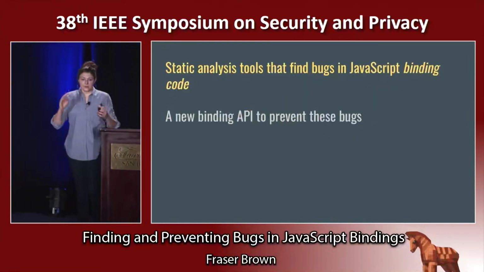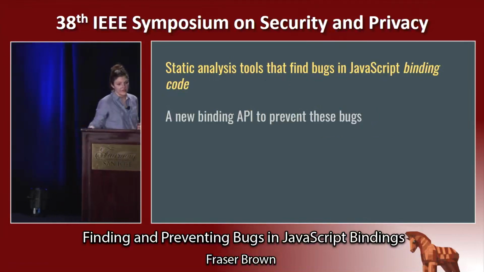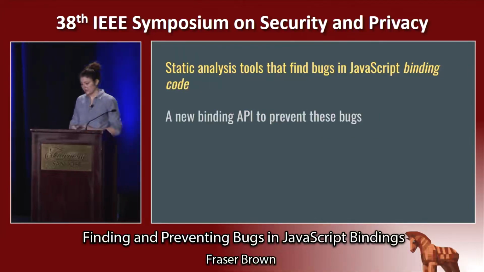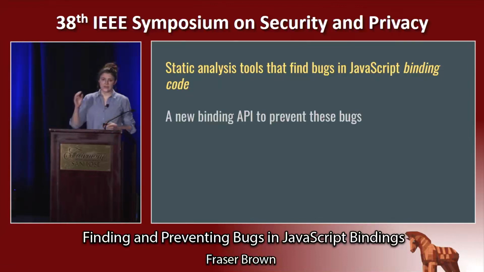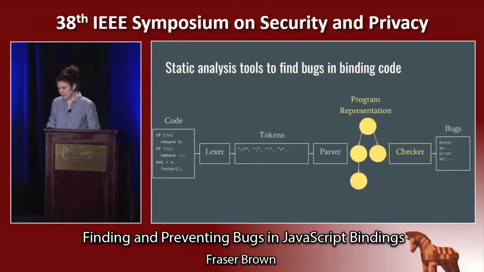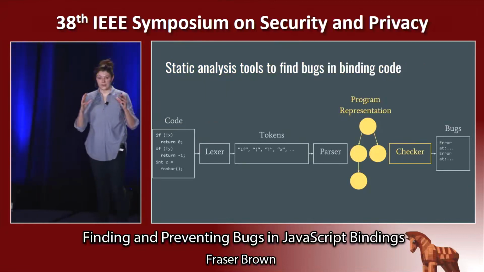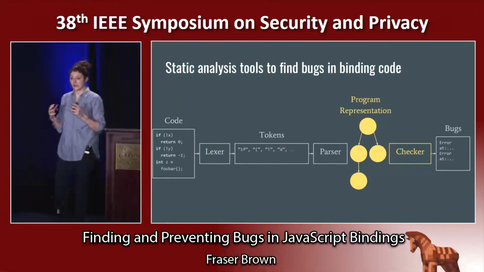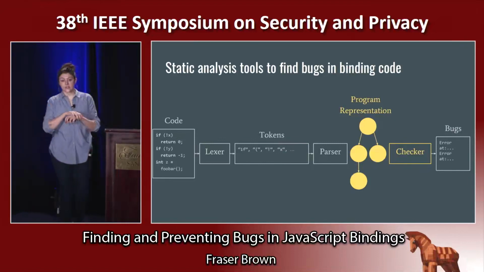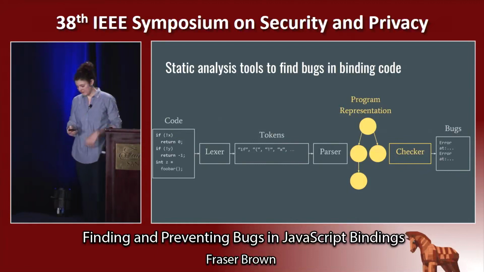All right, so we created some static checkers that find bugs in JavaScript bindings in these 4 systems. And these static checkers examine code looking for buggy patterns. And that's in contrast, say, to tools that run code in order to find bugs. Here's the general pipeline of a static checker. We're going to parse a binding layer function, get back some program representation. Our checkers are going to attach to that representation and report back bugs.